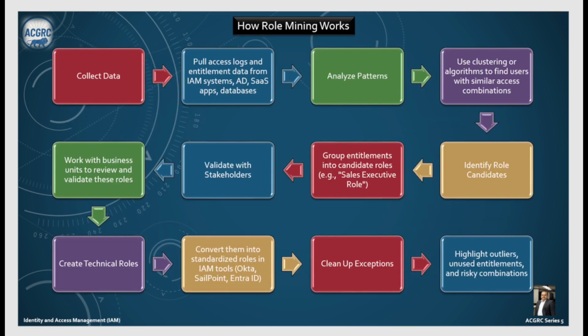So, it starts by collecting the data. Pull access logs and entitlement data from IAM systems, ADs, SaaS apps, databases, etc. Analyze their patterns first. Use clustering or algorithms to find users with similar access combinations. Then you identify role candidates. Group the entitlements into candidate roles, whether it could be sales executive or so on.